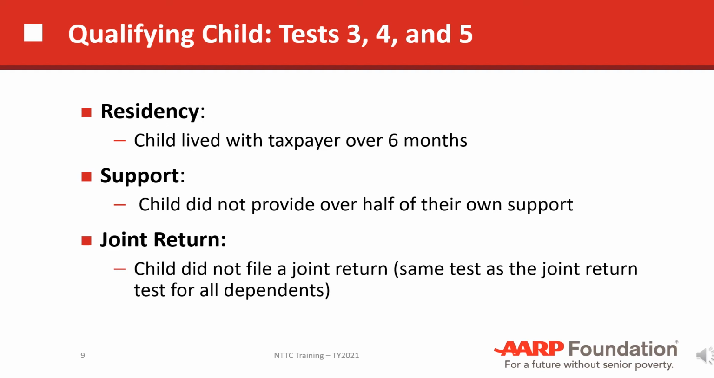Test number 3, residency. Did the child live with the taxpayer for over 6 months? Number 4, support. Did the child provide over half of their own support in the tax year? Number 5, joint return. Did the child file a joint return? Same test as for the joint return test for all dependents. Did the child file a joint return? Yes or no?